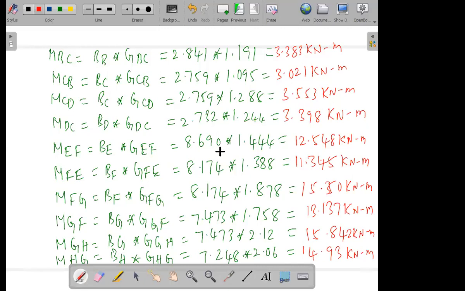Once you obtain the column moments and beam moments, you know how to find the shear in beams, shear in columns, and what is the axial force that is there in the column. So mainly our intention is to know what is the bending moment that is there in the beam because of the lateral load, and in the column because of the lateral load.